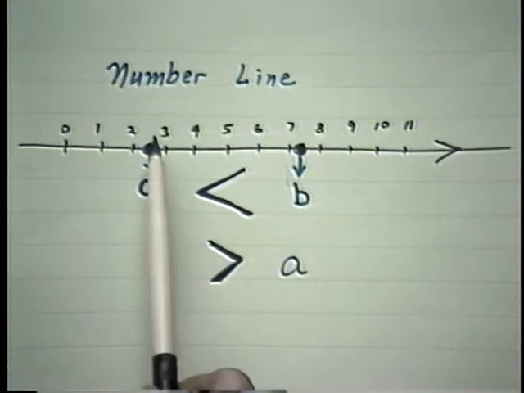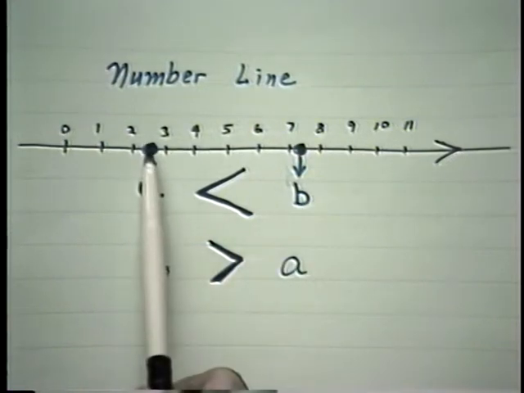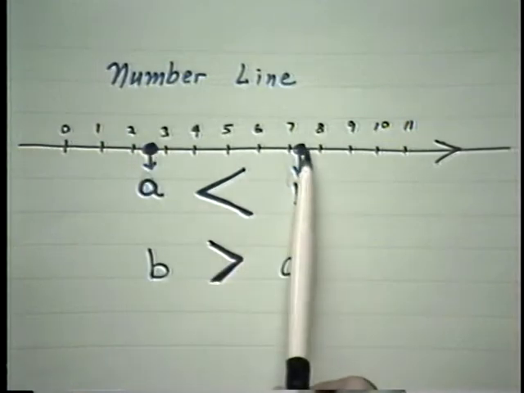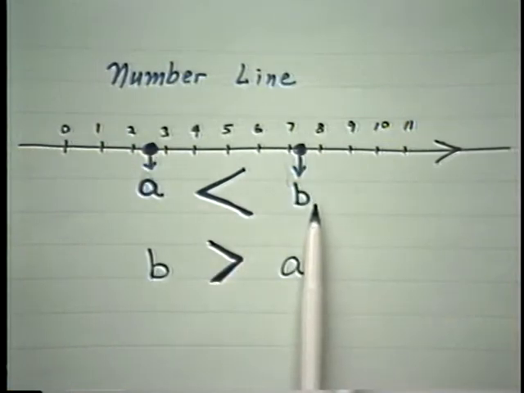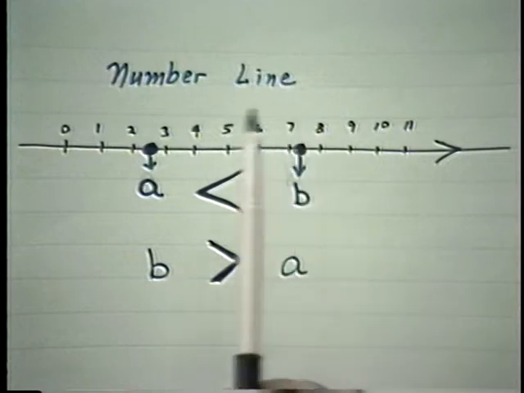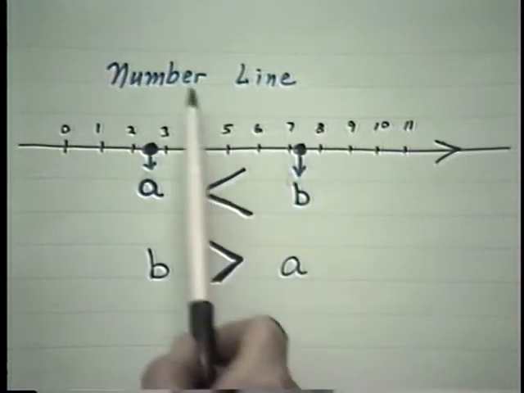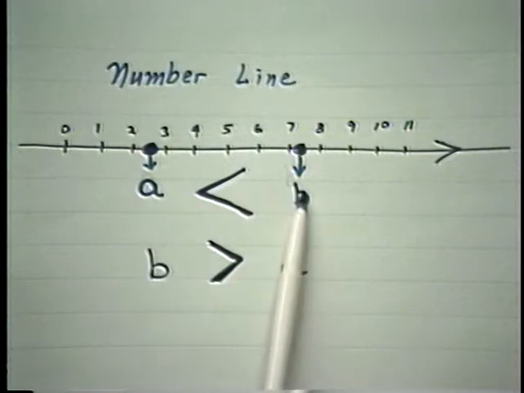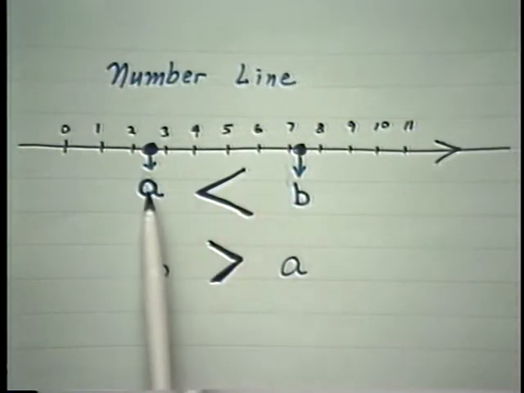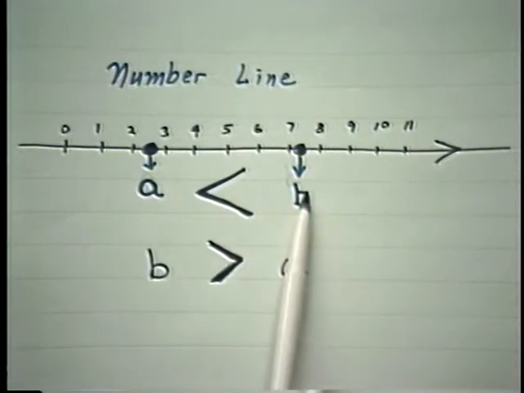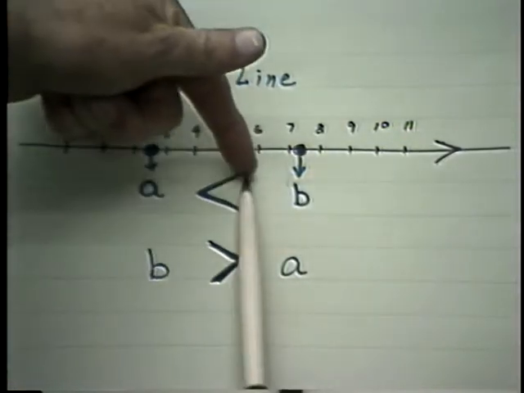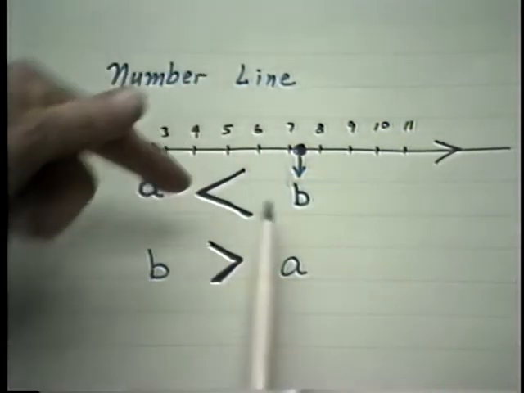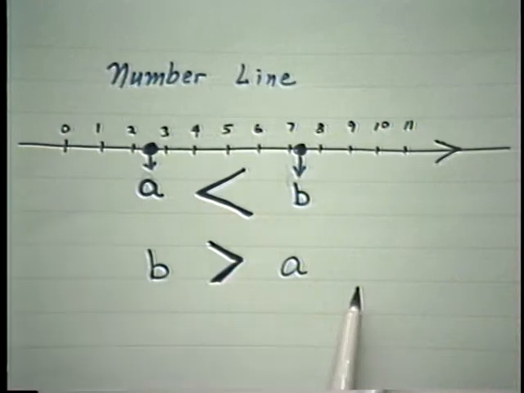So in this case, if A stands for any number, and B stands for any other number, and all that we know about them is that this is to the left of that on the number line, then by agreement, this will be less than that. If the number A is less than the number B, then of course the number B is greater than the number A. So we can say it this way.